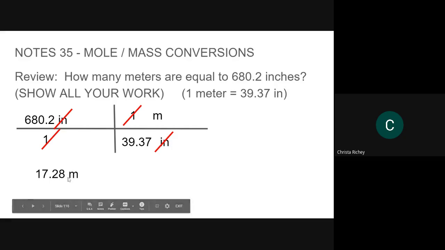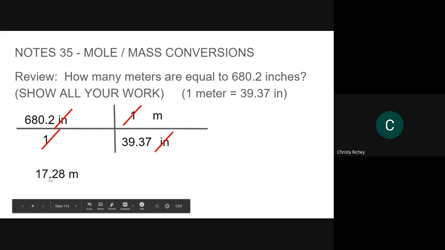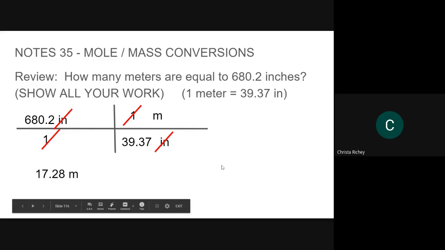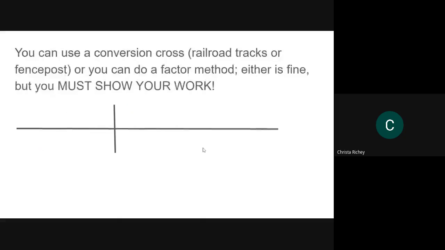And I end up getting 17.28 meters. Now, I know how many numbers should be in my answer because it should match the number of significant digits in what you started with. And this has 1, 2, yes, the 0 counts, 3, 4 numbers. 17.28 is also 4 numbers. You do need to remember your significant digits, and the only value that may not count is going to be that infamous number 0. But this one does count because it's sandwiched in between the 8 and the 2, plus there's a decimal in the number as well.